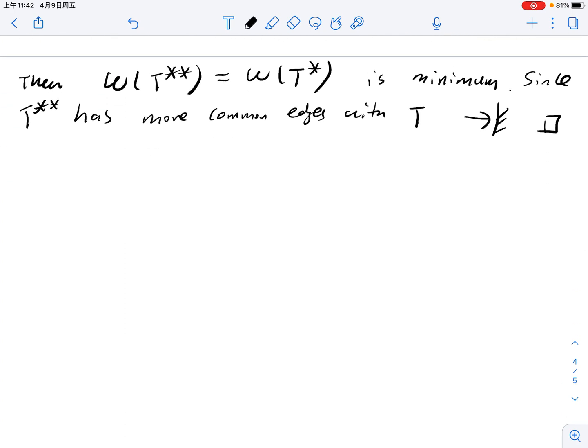So in other words, if we turn back and check all the proofs, you find that the problem comes in when we assume T* is different from T. Therefore, T itself is a minimum spanning tree.